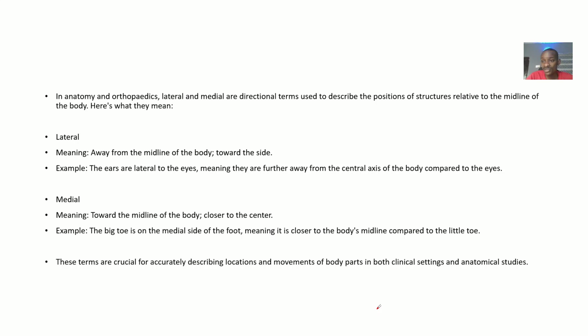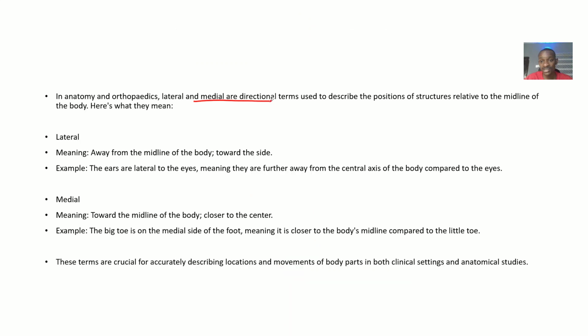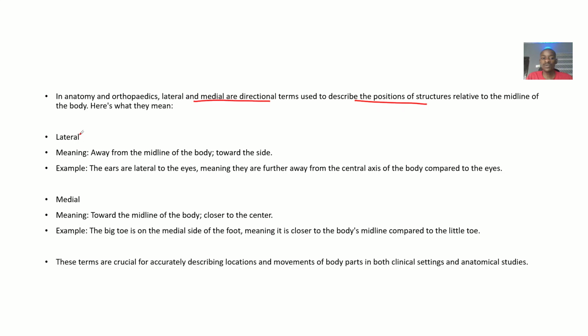We get to the definition and differences between them. So in anatomy and orthopedics, lateral and medial are directional terms. You don't need to say the thing is moving closer to me, that's like layman's language. So that is moving medial. Do you understand? These are directional terminologies used to describe the position of a structure in relation to the midline of the body. It's related to a midline that is drawn like this. Moving away is lateral. Moving close is what? Medial. You get it? So let's talk about lateral now.